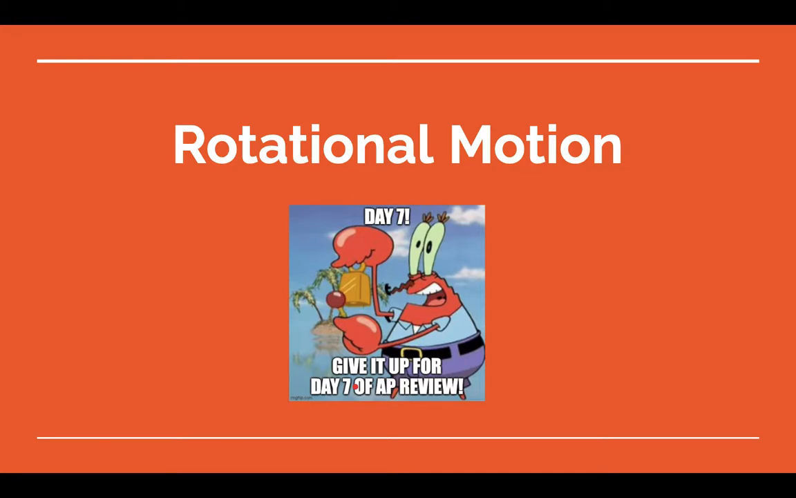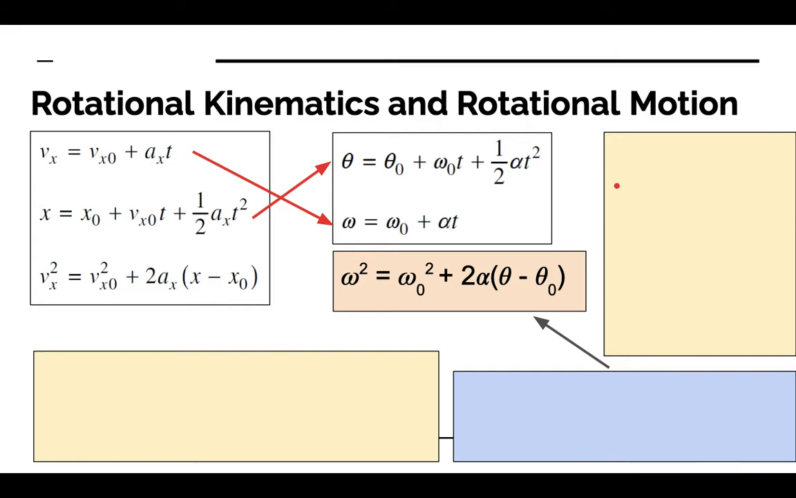Physics 1 review, where we look at rotational motion. So in a nutshell, with rotational kinematics and rotational motion, the kinematic equations for rotational variables are the exact same as for linear/translational variables. You just swap out the linear/translational variables for the rotational variables.